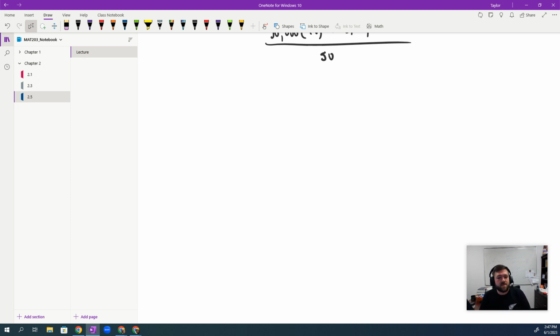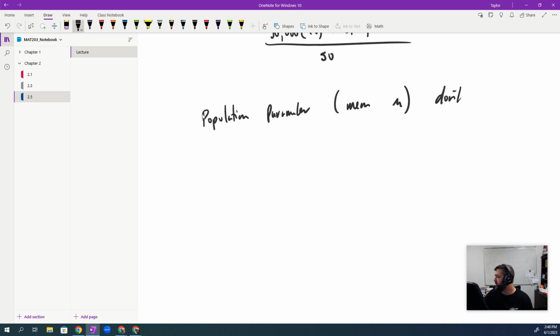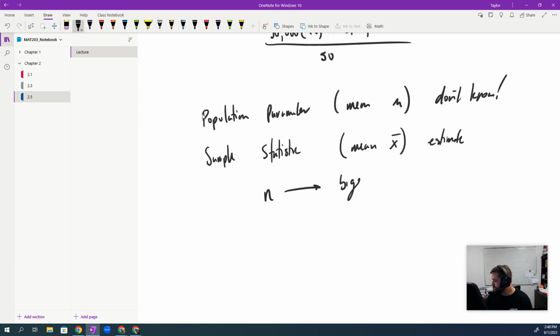Now, one of the things that the law of large numbers says is the bigger sample you take, the closer your sample mean, so you take a sample and you take the average from the data in the sample, the closer that X bar, the sample mean, will be to the true population mean, mu. So the population parameter is our mean, mu. We don't know it, but we take a sample statistic. So we have a sample mean, X bar, and it's an estimate. And if your sample size n gets bigger, then X bar gets closer to mu. Better.